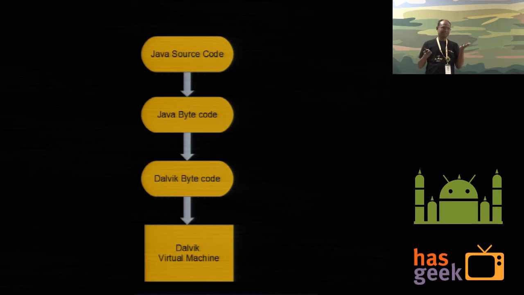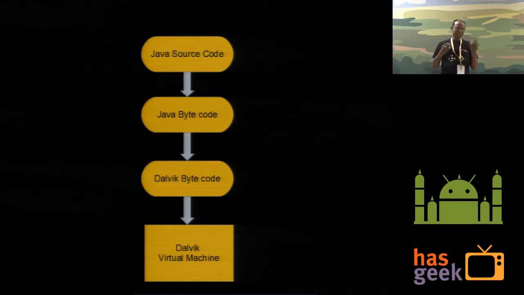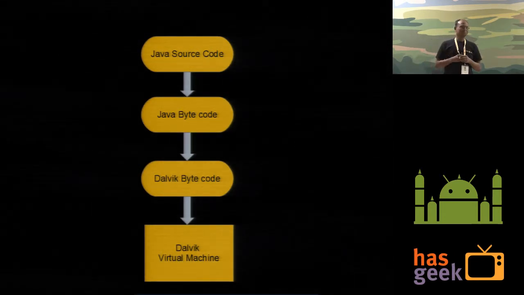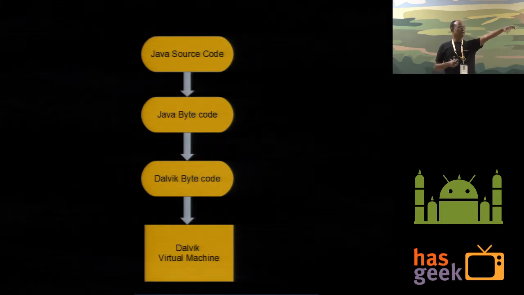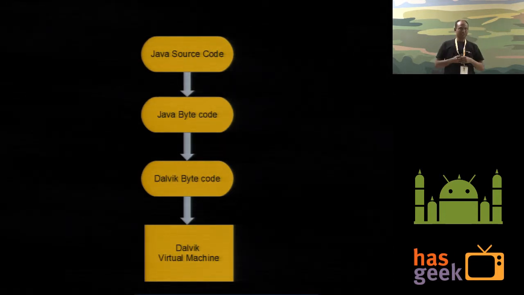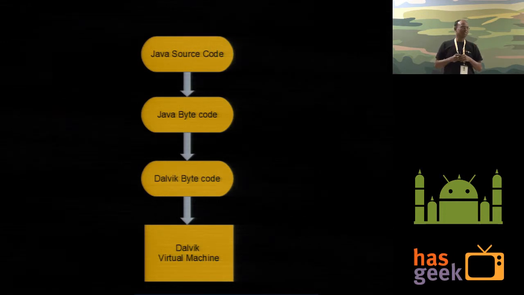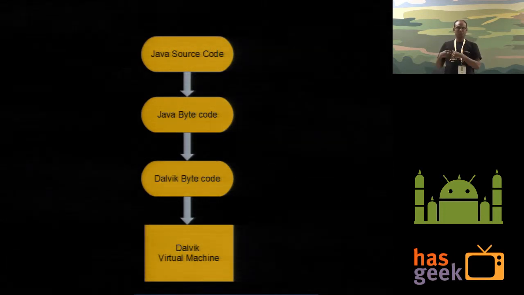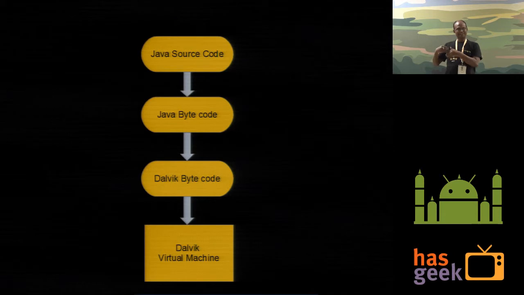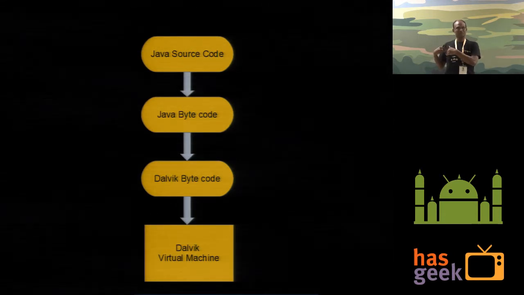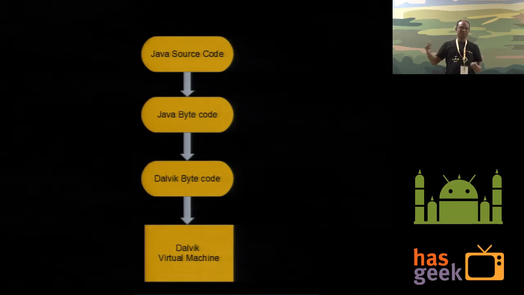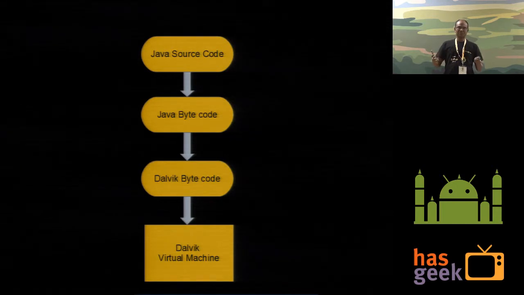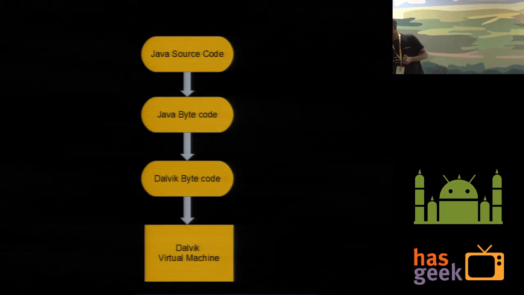What does the Dalvik VM really do? It is actually just like a JVM. You write your source code in Java, and that gets converted into Java bytecode. That gets converted into Dalvik bytecode, and this Dalvik bytecode is the one that runs on the Dalvik VM. The Dalvik VM just runs your Dalvik bytecode.